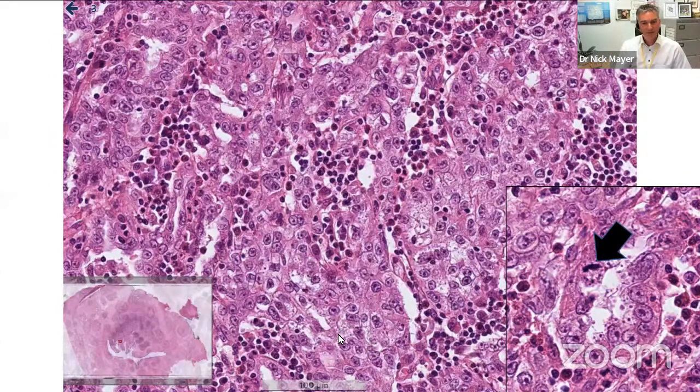And this is the nearest or the best bit that I could find where the tumor cells actually had some clear cytoplasm, but it was predominantly very eosinophilic.